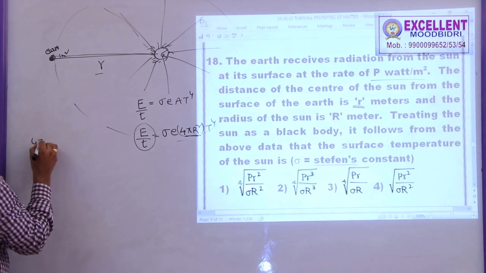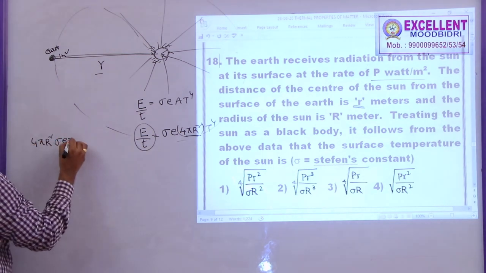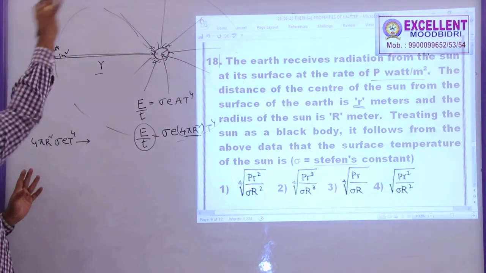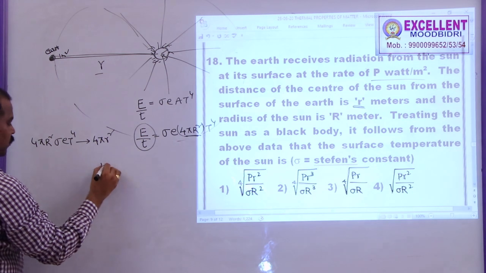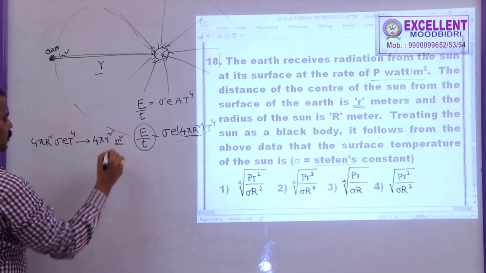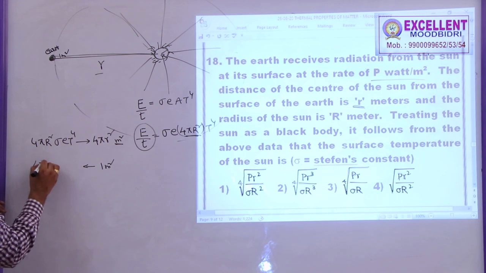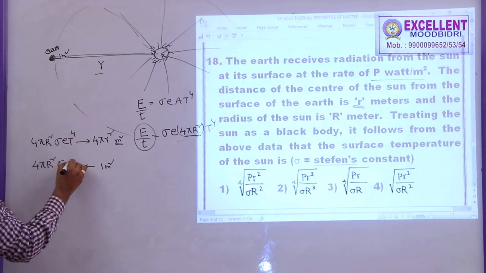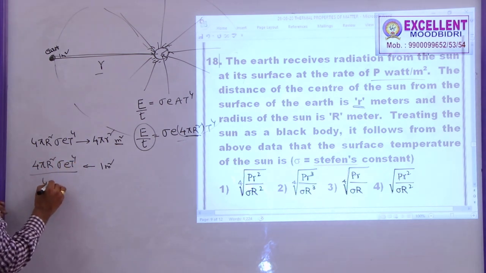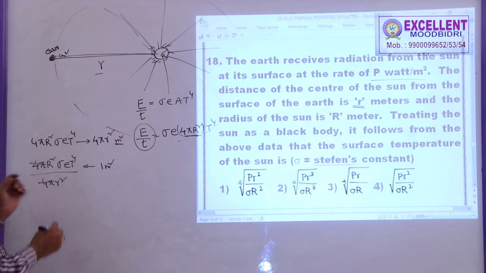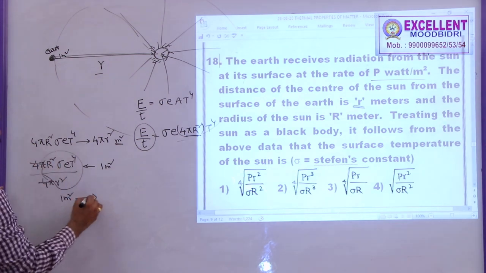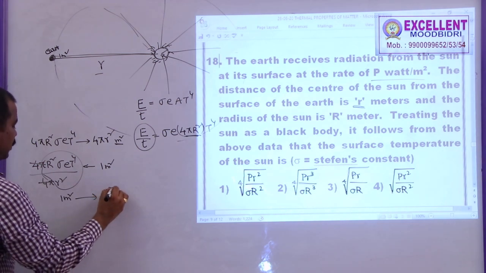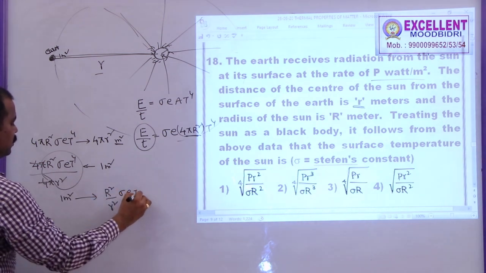That is 4 pi r square sigma E T power 4 energy will spread in a sphere of surface area 4 pi R square. But for 1 meter square area, this is 4 pi R square meters area. For 1 meter square area, this will become 4 pi r square sigma E T power 4 by 4 pi capital R square. 4 pi get cancelled. So for 1 meter square area, this much energy will be received by earth. So for 1 meter square area, the energy received is r square by R square sigma E T power 4.